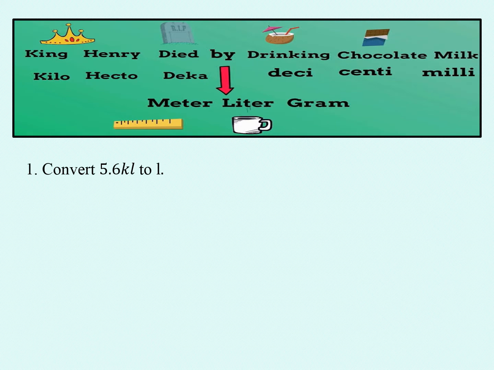Now, let's have an example on how to use this chart in converting capacity. So, let's have the first one: convert 5.6 kiloliter to liter. So, yung ating kiloliter ay nandito. Then, i-convert daw natin siya sa liter, which is ito. So, kapag nandito tayo sa kiloliter, magmumove tayo ng right, doon papunta sa liter. So, 1, 2, then 3. So, nag-move tayo ng 3 beses pa right.